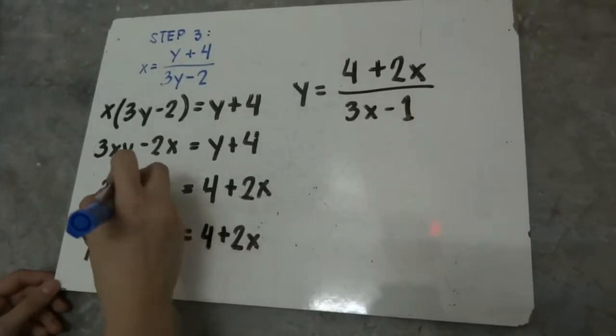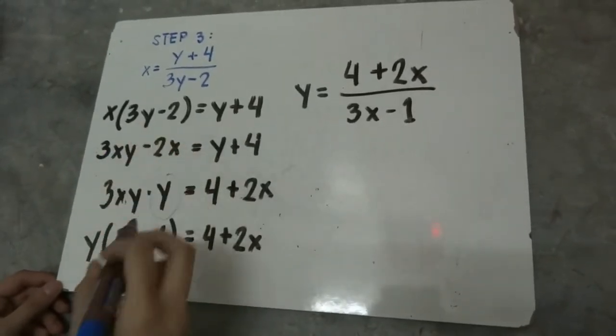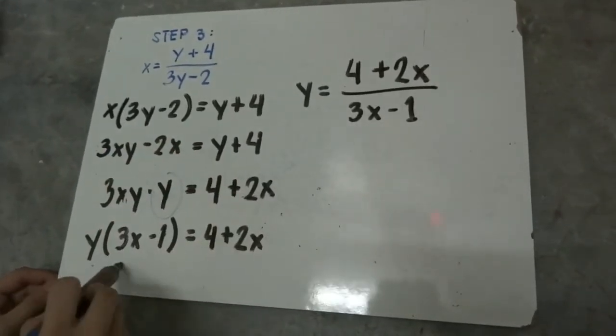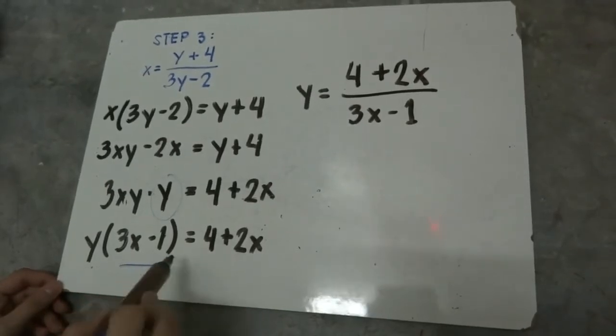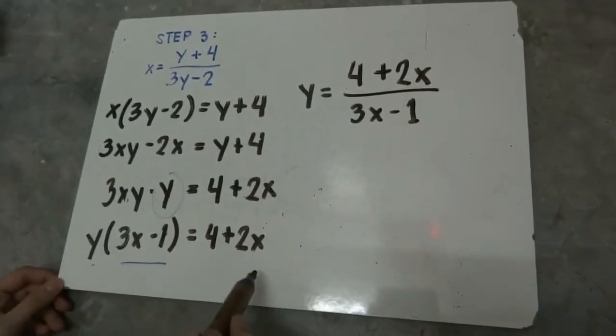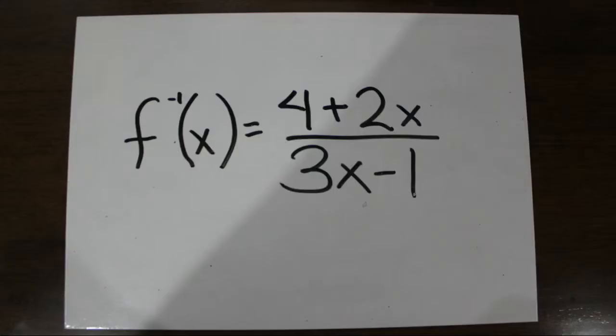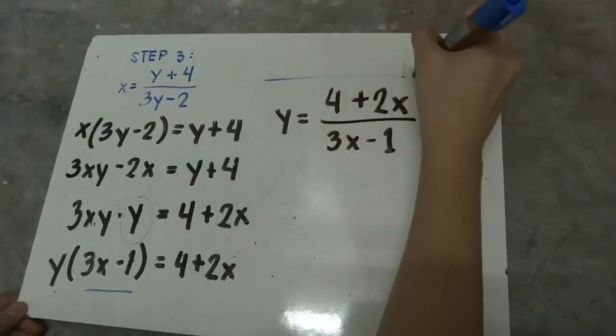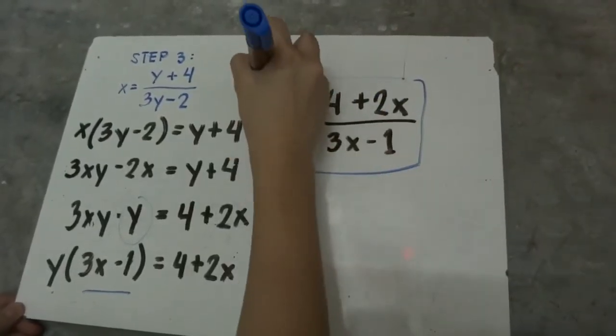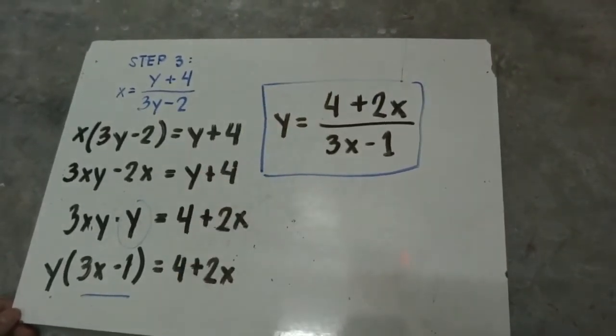Since y is a common factor of 3xy minus y, it will become y multiplied to the quantity of 3x minus 1 equals 4 plus 2x. Isolating y, the equation will then result to y equals 4 plus 2x all over 3x minus 1, which is now the inverse of the function f of x equals x plus 4 all over 3x minus 2.